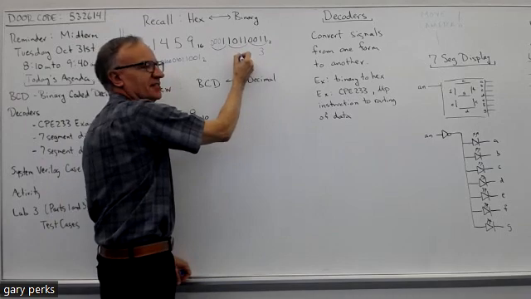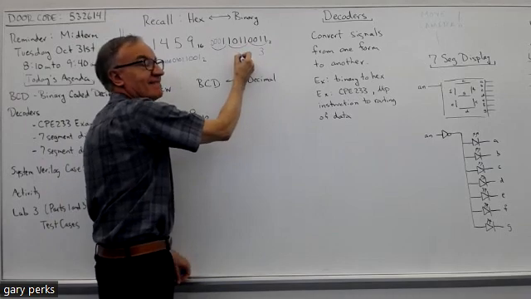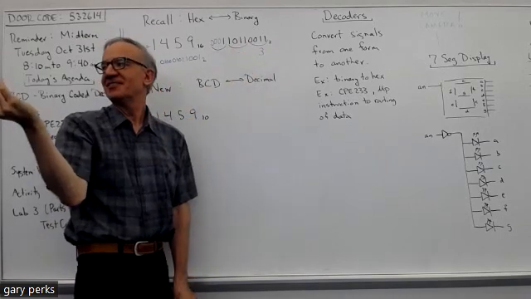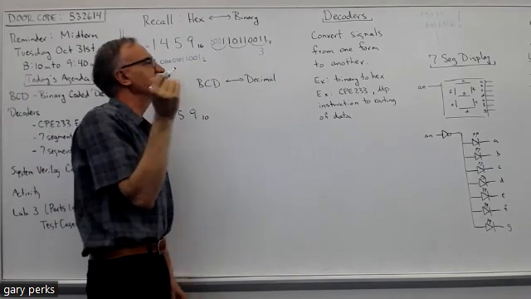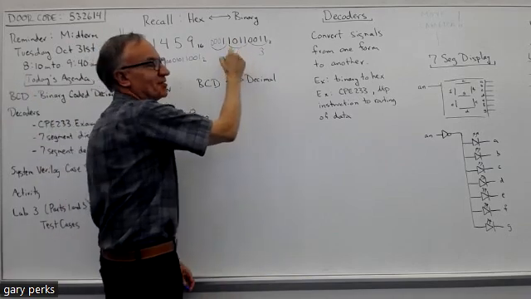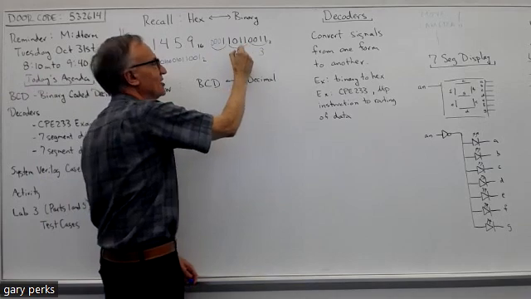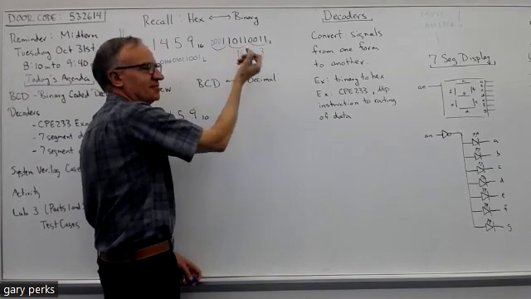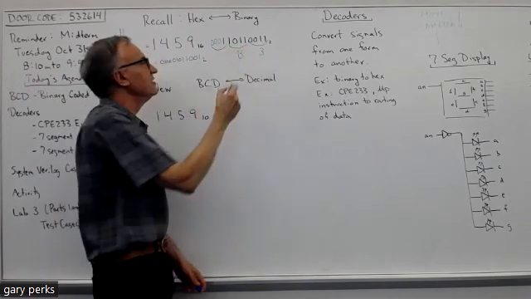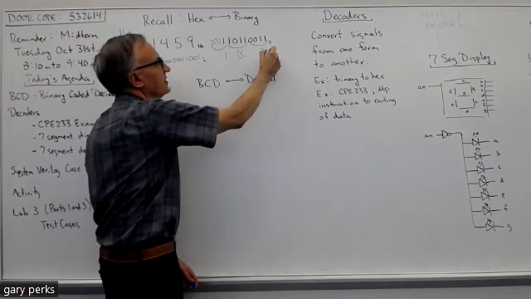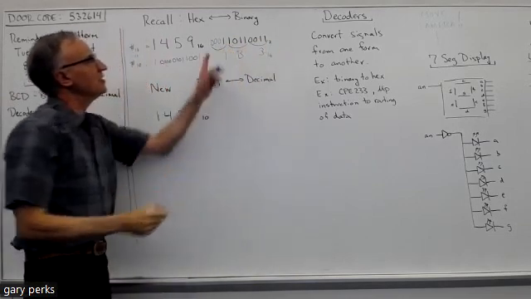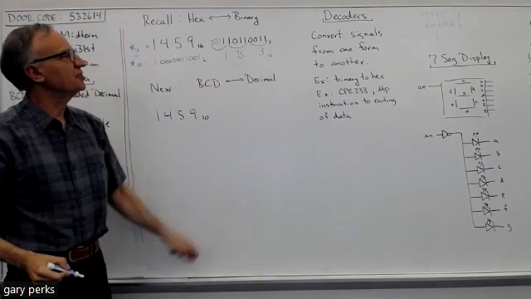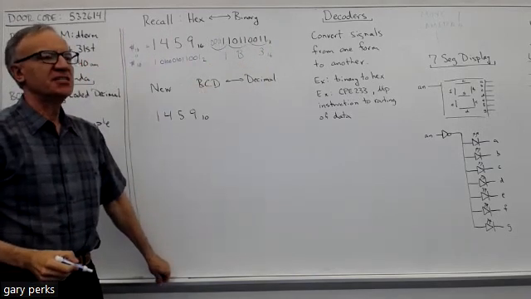What would I write here? 11, which is B. Sometimes I see people actually write 11, but you have to put the character, right? In hex it's B, and then you just have 1. So this in binary is equal to 1B3 in hex.